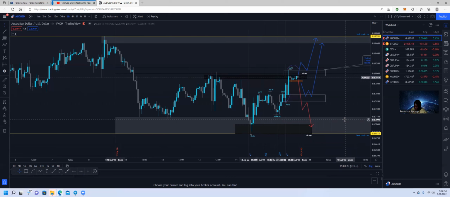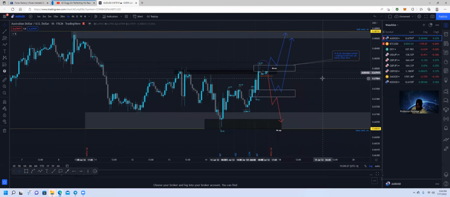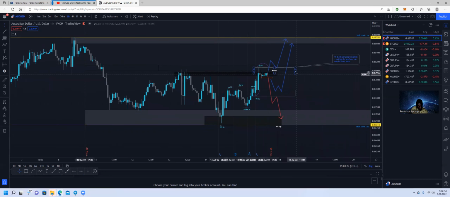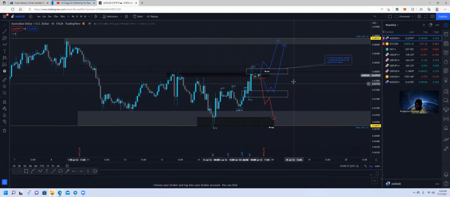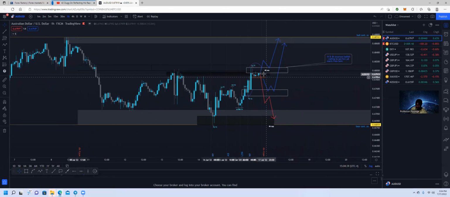All right, cool. But overall on AU, excuse me, AU is in a bit of a pickle, a risky situation. So overall, I kind of want to wait for this to break out either to the top side and continue bullishly, or get some retracement and collect some buys from above here.